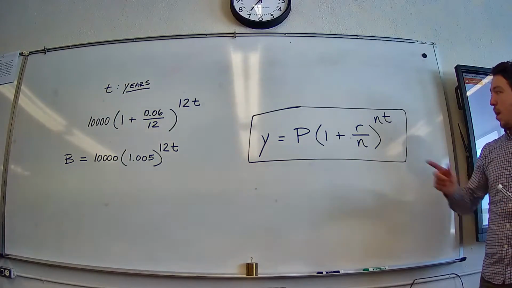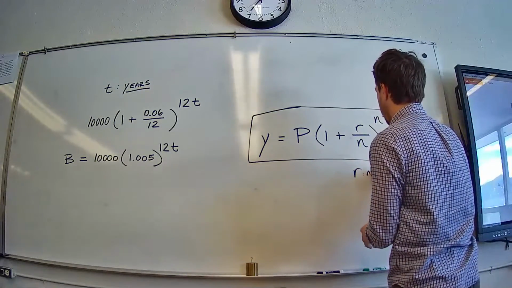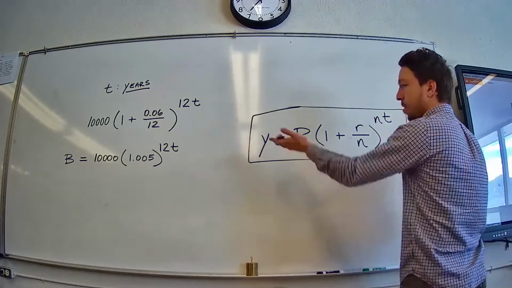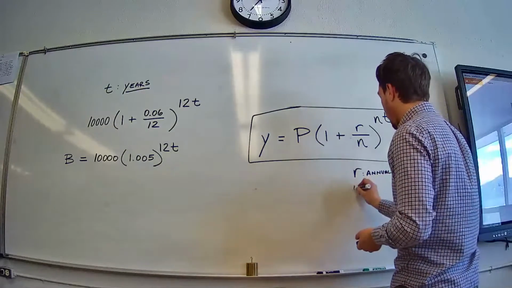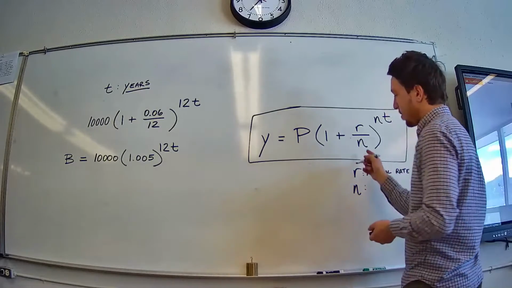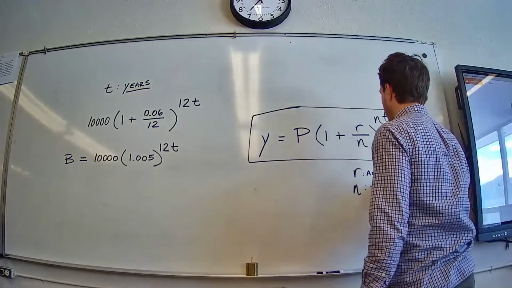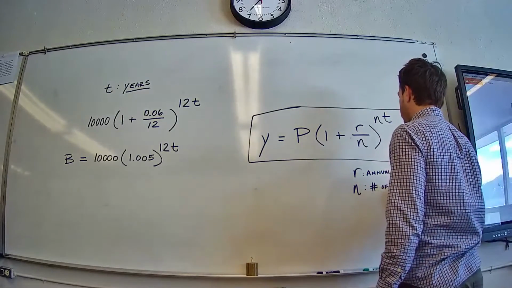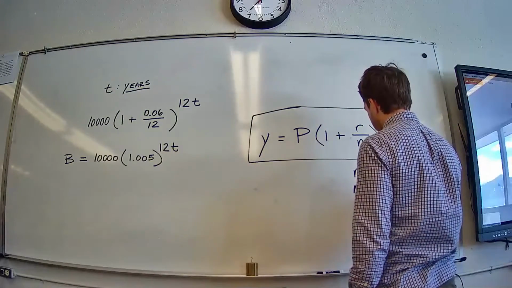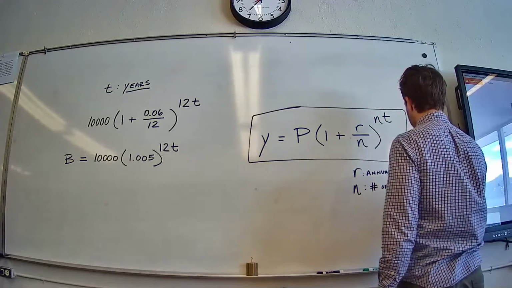So R is for rate. R is your annual rate. So in this problem, the R was 6%. What does N stand for? What do you think? Oh, like just time? No, it's the number of times we compound per year.